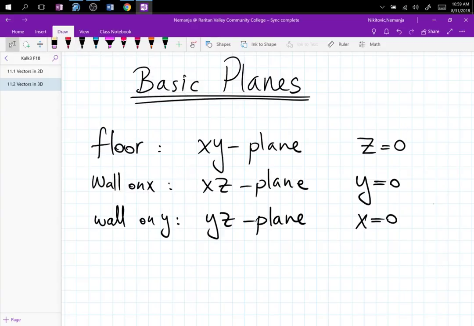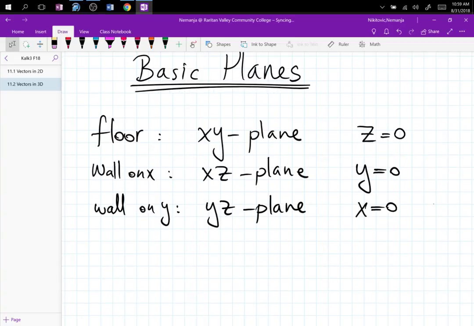You have seen these types of equations before in a 2D realm. Remember in 2D, when you had your horizontal and a vertical line? So your vertical line had the equation x equals 2. And there was no mention of y at all.